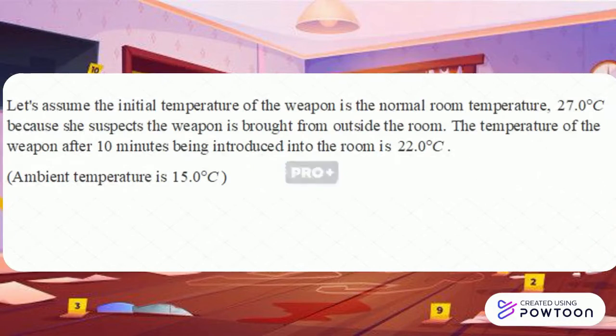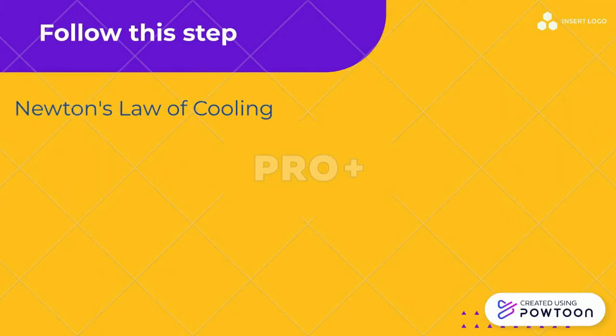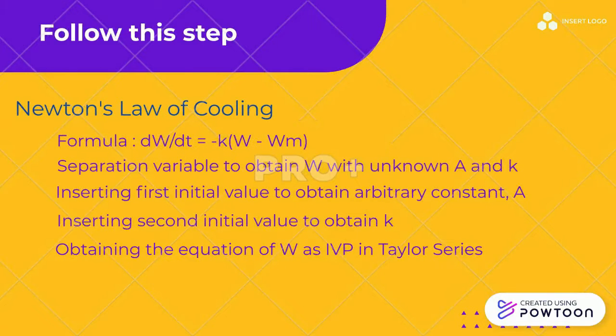Miss Taylor said the weapon is brought from outside, so it's ideal to assume the initial temperature of the weapon is 27 degrees Celsius. She then knew by her brain that the weapon should be at 22 degrees Celsius after being left for 10 minutes. And then, she checks the ambient temperature inside the cold room and found that it is 15 degrees Celsius. Hence, she suggests to start with Newton's law of cooling first by following all these steps.